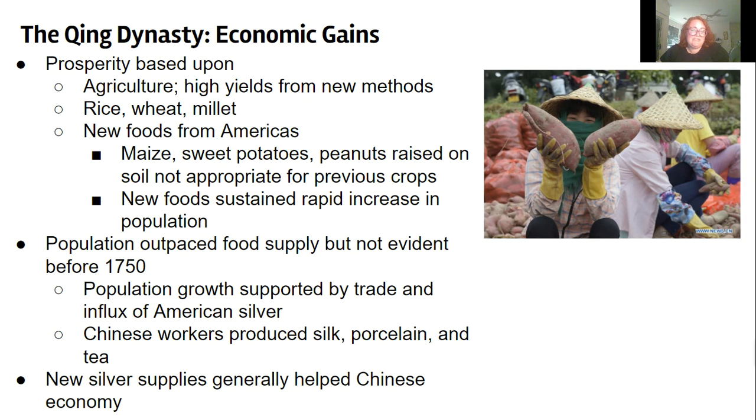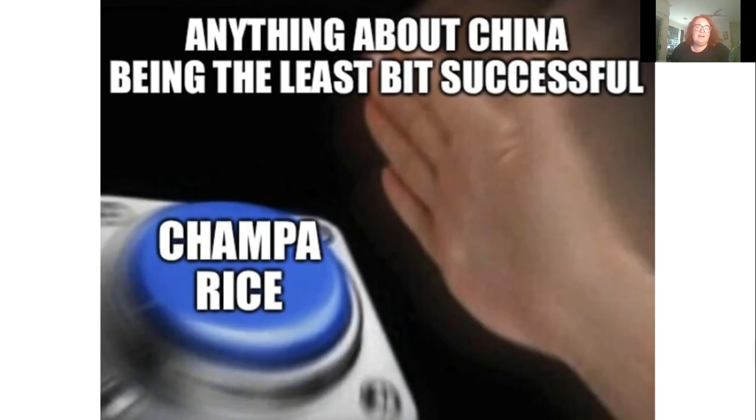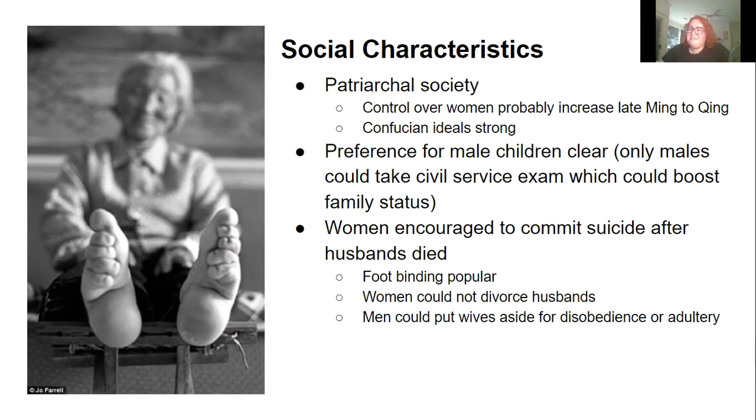You also saw new foods that could sustain a rapid increase of population, because at this point in time, population definitely outpaced food supply, but that was not evident before 1750. You had population growth that was supported by trade, so the influx of American silver went through the roof. Chinese workers also would produce silk, porcelain, and tea to be sold at a grand scale. And then you also saw new silver supplies that would generally help the Chinese economy.